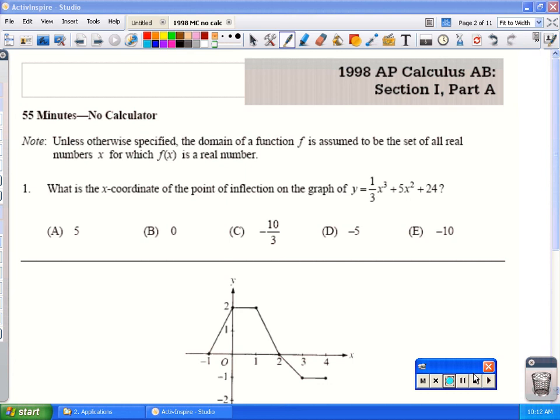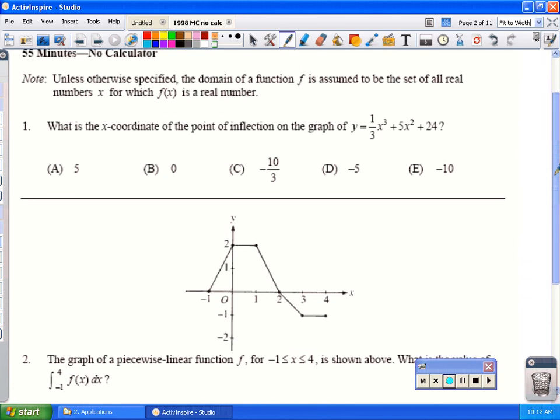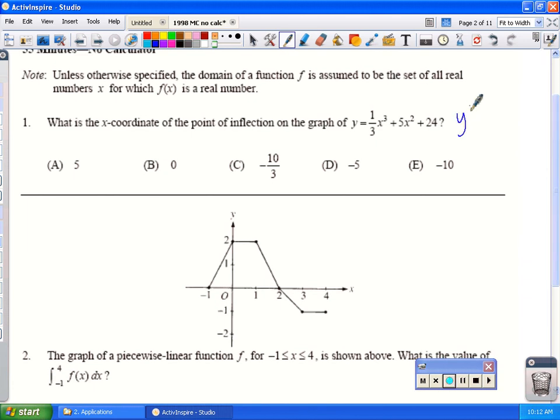All right, in problem number 1, they are asking us to find a point of inflection, and this time they give me the original, and since it's not a calculator problem, I have to go all the way to the second derivative of the function. I'm going to find the second derivative of the function. I'm going to set it equal to 0. That is not going to give me points of inflection. It's going to give me possible points of inflection.